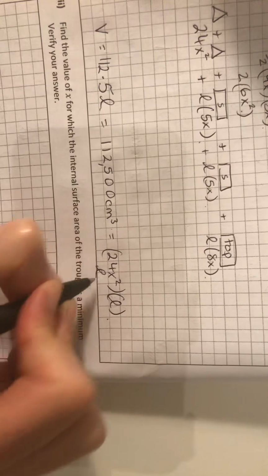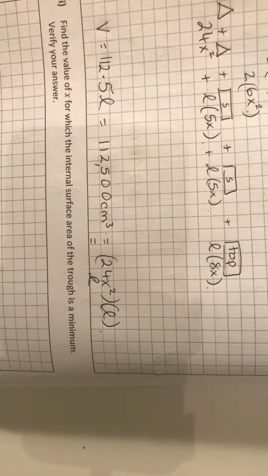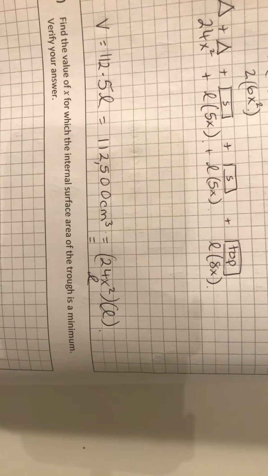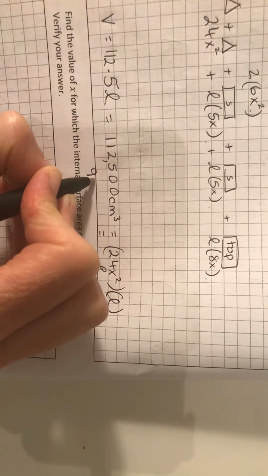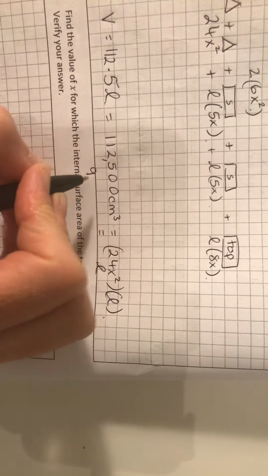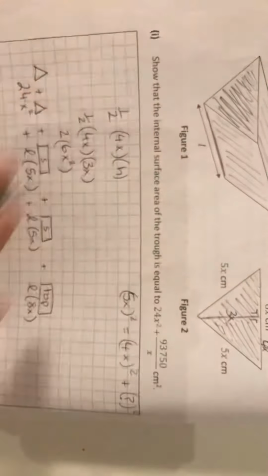Which means if we isolate L, that's equal to 112,500 divided by 24, I'm going to put it in as a fraction. No, sorry. So what did we say this was? We said it was 12x squared. Sorry.